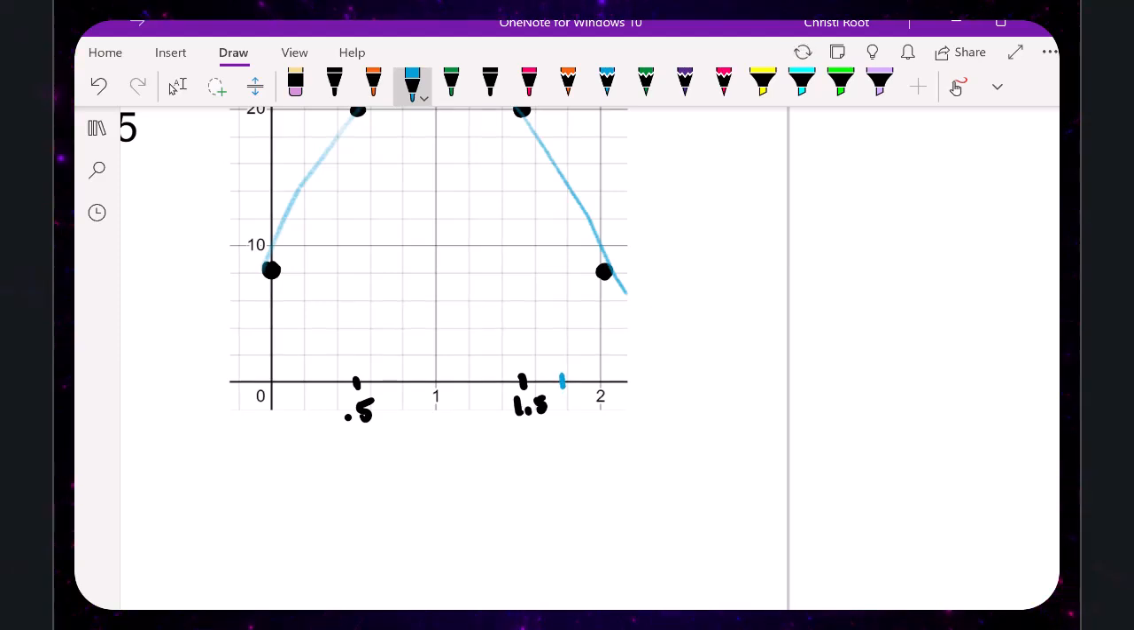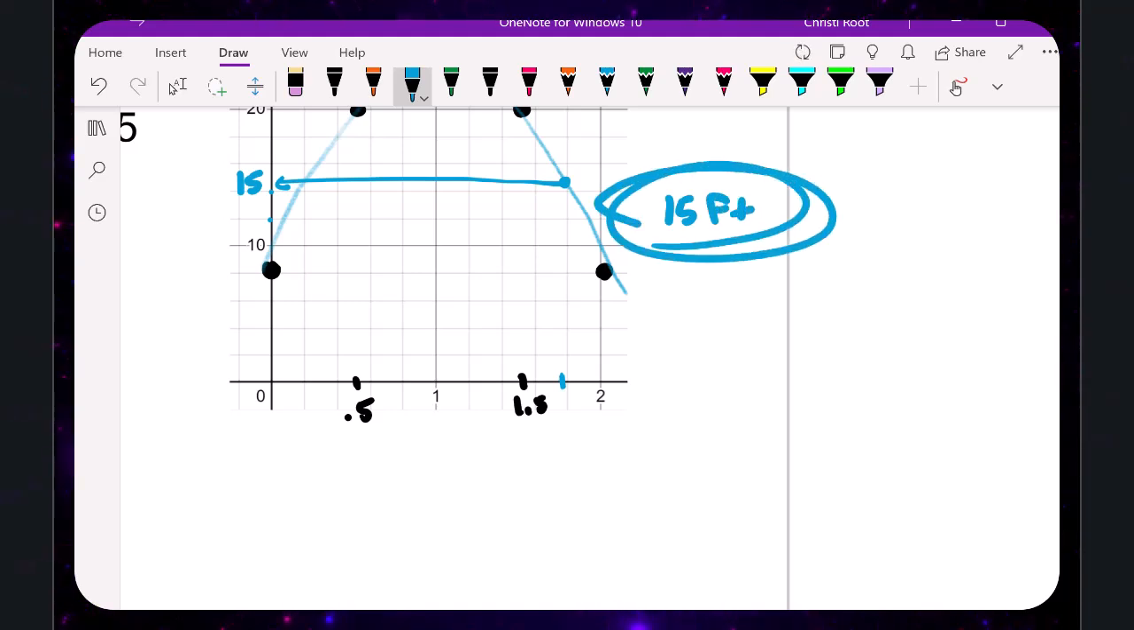So let's kind of scoot up. It's about here-ish. Over here, so 10, 12, 14. I don't know. A good guess is about 15. It's asking you to estimate. So my estimate is 15 feet in the air.